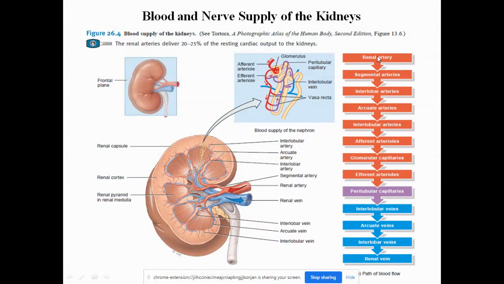So let us see how the blood vessels are divided. The renal artery flows into each kidney through the renal hilum. Through the renal hilum, it is divided into the segmental artery. You can see the segmental artery here, which further goes down and divides into interlobar arteries, which flow in between the lobes. These further divide into arcuate arteries, which further divide into interlobular arteries.